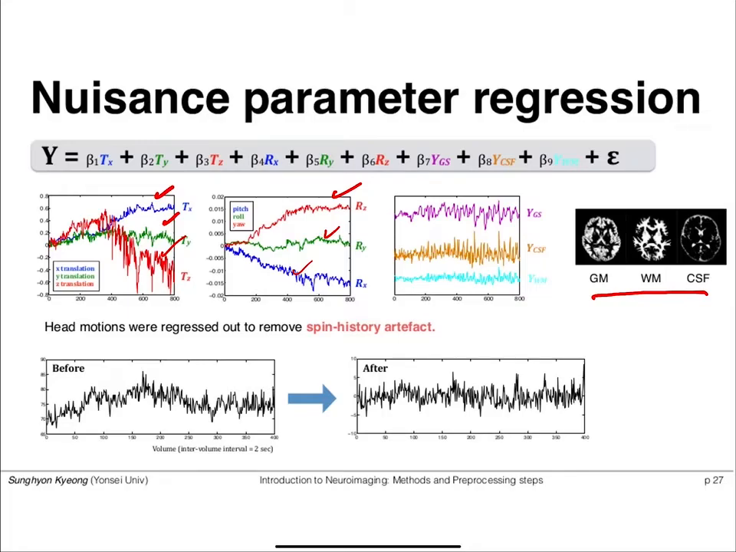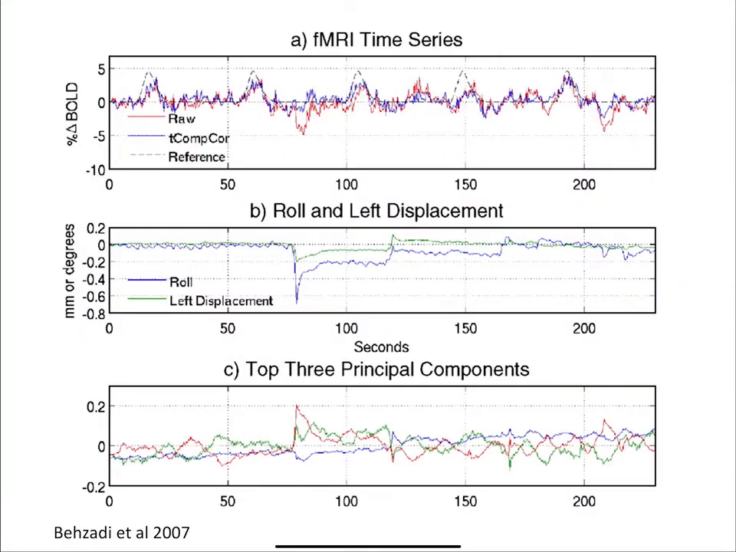So for this case, this was the signal before, and then after regressing out motion, this effect here is largely removed. Okay. This is another example where we're looking at roll and left displacement, and there's a big jump here. And if you look at the fMRI time series, in the red, you're seeing the effect on the fMRI time series.